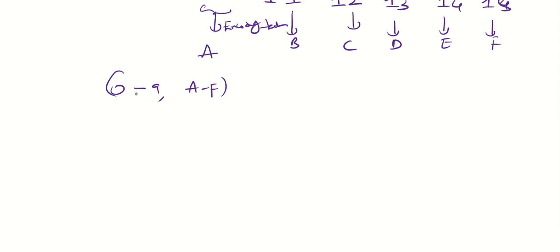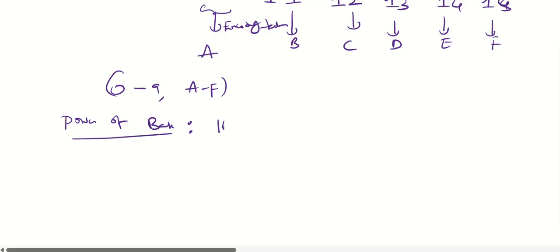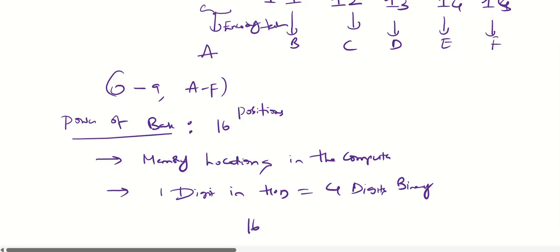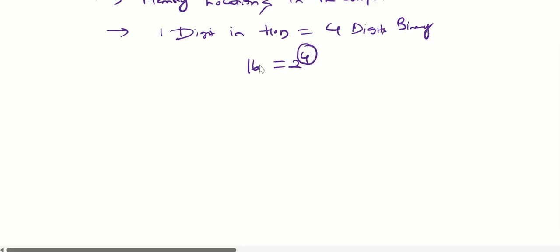And the power of base is always 16 power positions. Please remember that. The use case is that the hexadecimal system is used mostly to represent memory locations in computers. And four digits in binary are equivalent to one digit in hexadecimal. Hexa means 16, and 16 you can write as 2 power 4. That's why four digits in binary are equivalent to one digit in hexa. This is an important thing you should remember.